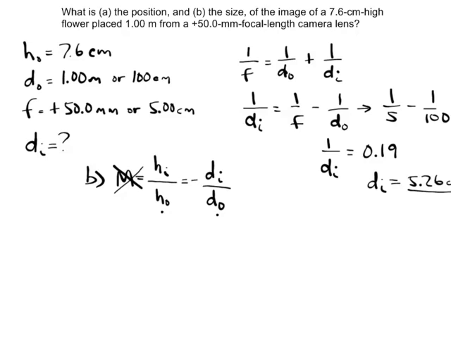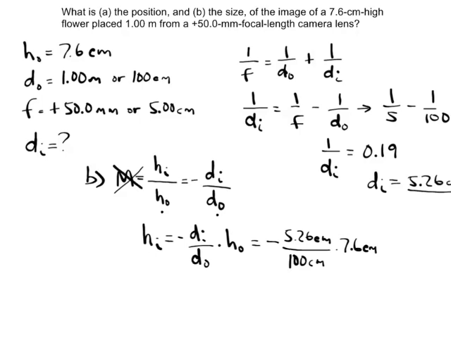If I solve this for the height of the image, I'm going to get that it's equal to negative di over do times ho. Now I can just put the numbers in, and that would be negative 5.26 centimeters over 100 centimeters times 7.6 centimeters. And let's see what that comes out to. That comes out to 0.4 centimeters, or 4 millimeters if that's what makes you happy.